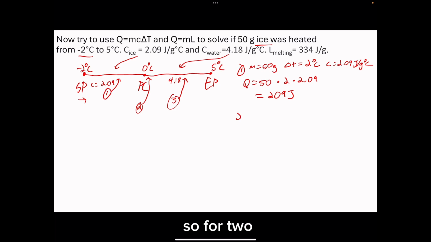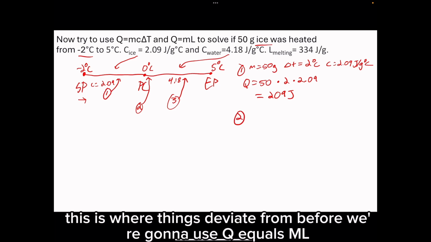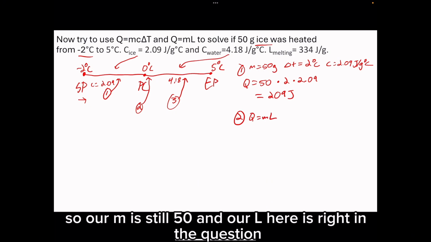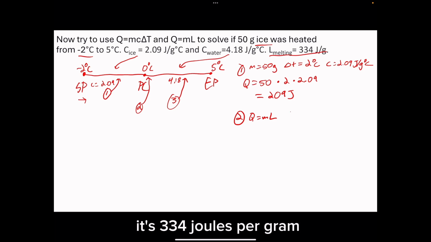So for 2, this is where things deviate from before. We're going to use Q equals ML. So our M is still 50, and our L here is right in the question. It's 334 joules per gram.